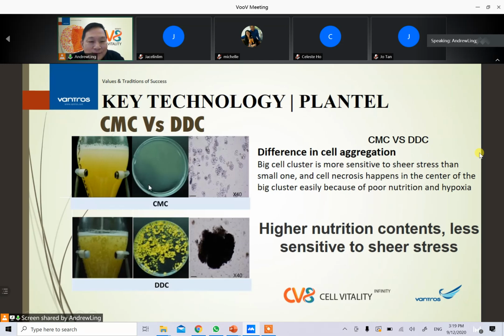Now, if you look at the liquid from the CMC stem cell, it is all smooth. There's no residue inside, while the DDC has a lot of residues. What is the reason? Mainly because the CMC cell contains high nutrition and is less sensitive to shear stress, while the DDC contains less nutrition and, at the same time, is very sensitive to shear stress, which easily damages the cell. That is why you have a lot of residues left in the liquid.